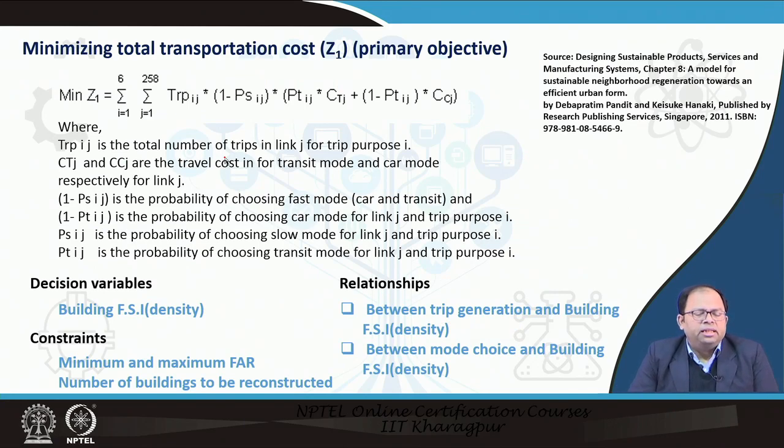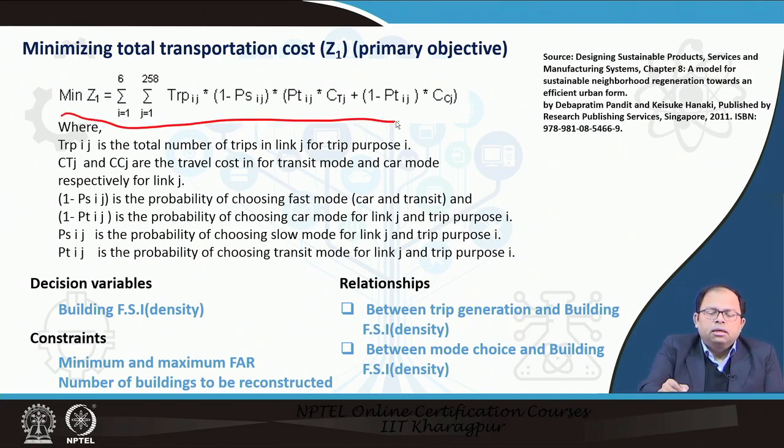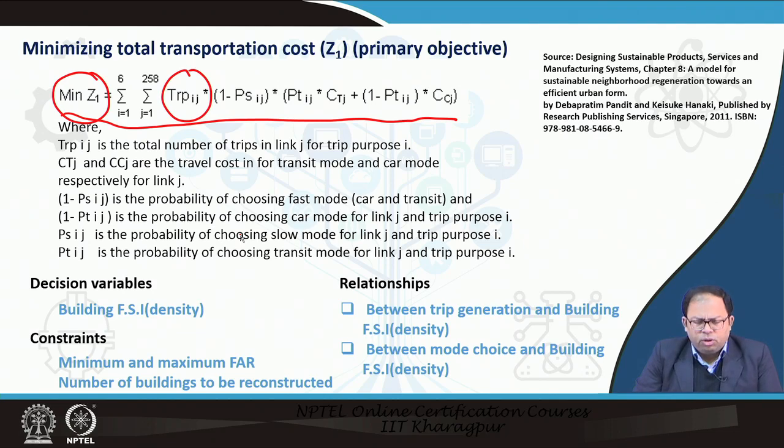As an example, if you see this particular equation, it is talking about minimizing the transportation cost for different kinds of trips. Trip ij is the total number of trips in link j for trip purpose i, and these are the C values, the cost of different kinds of trips. PTIJ and PSIJ are the probability of choosing fast mode, which includes car and transit, and 1 minus PTIJ is the probability of choosing car mode for link j for trip purpose i, and so on. So basically this predicts the overall transportation cost of an urban area. We are trying to minimize that.